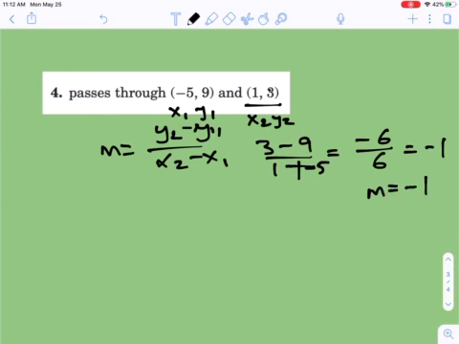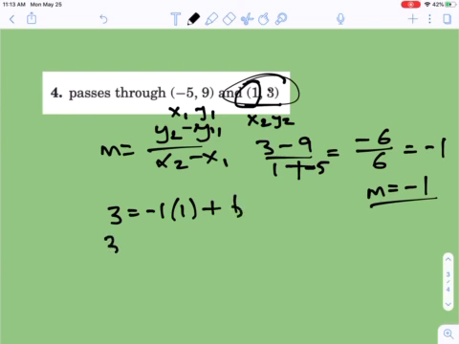Now we're going to do what we did in the last problem, but in this case we have 2 points to choose from. So let's take the easier one. Let's take the one where they're both positive, and just do your substitution. 3 goes in where y would be, -1 goes in where m is, because that's what m is, and then your 1 is going to go in for your x value, because that's where x would normally go, and then plus b. So you have 3 equals -1 plus b.